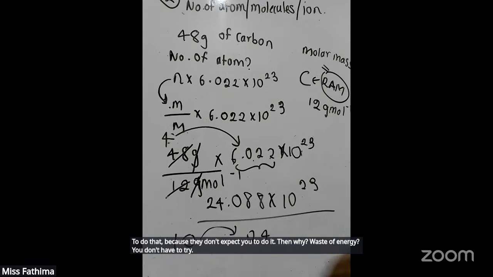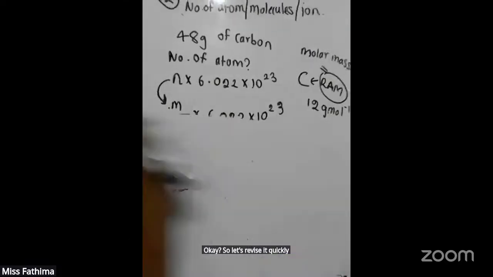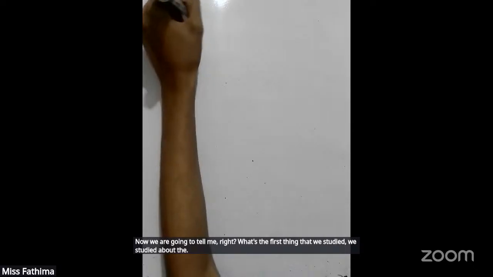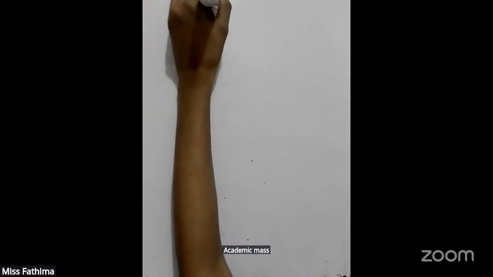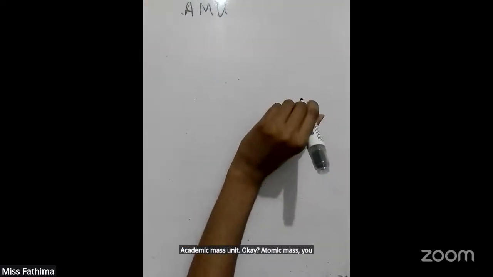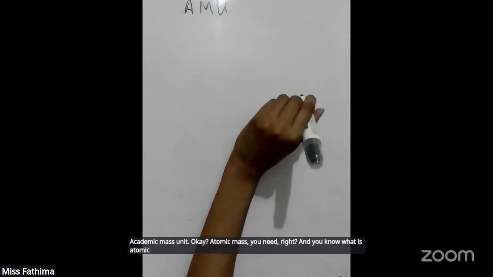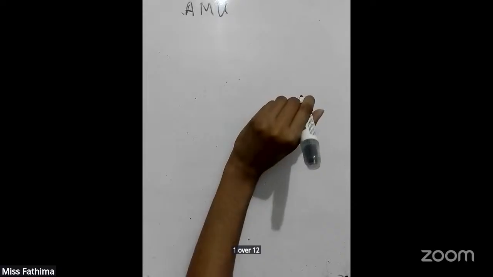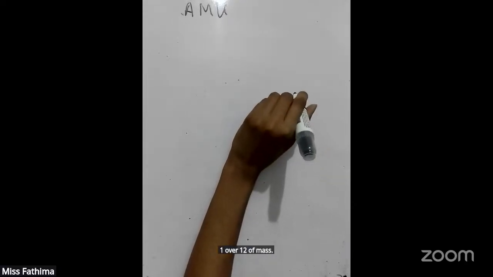Okay? So let's revise it quickly, whatever we studied for today. Now you are going to tell me, right? What's the first thing that we studied? We studied about the atomic mass unit. Okay? Atomic mass unit, right? And you know what is atomic mass unit? What is the atomic mass unit? 1/12 of mass of 12 carbon isotope. Very good. Make sure you are not forgetting what you learned today.